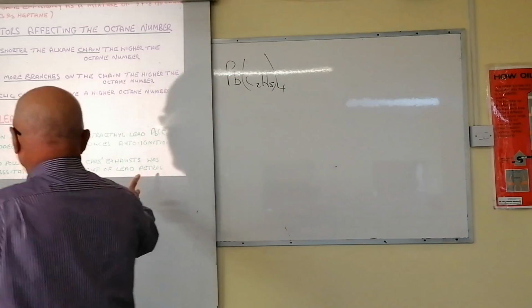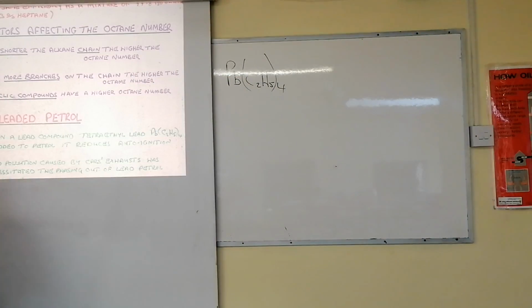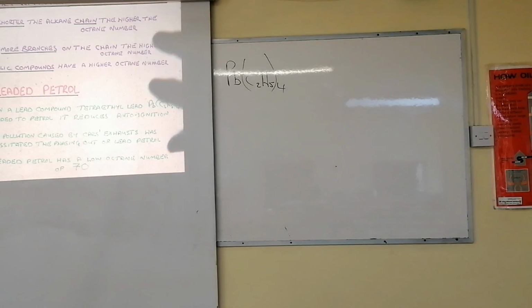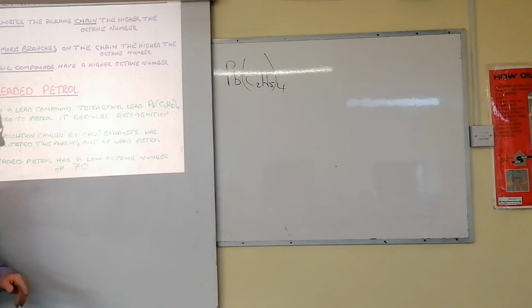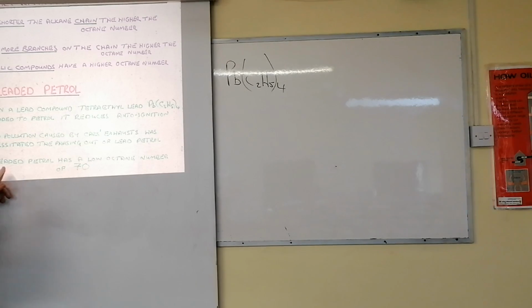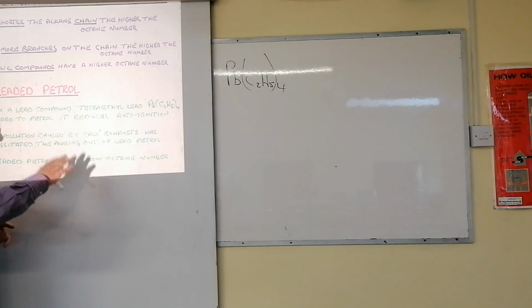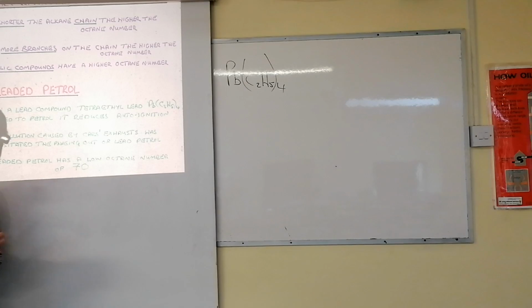Okay, so I'm making the statement there that lead pollution caused by cars' exhausts has necessitated the phasing out of lead. Now, this statement is flawed. Will you be careful, please? Unleaded petrol has a low octane number. I don't mean that now. What I mean is the leaded petrol, after you take the lead out, you want to rephrase that. When the lead is removed, the octane number will go down from 95 to about 70.